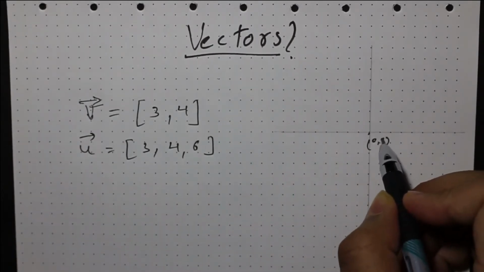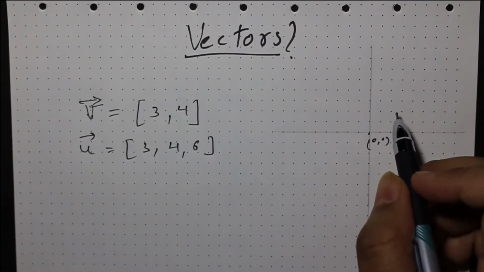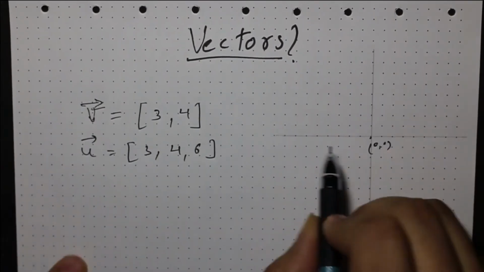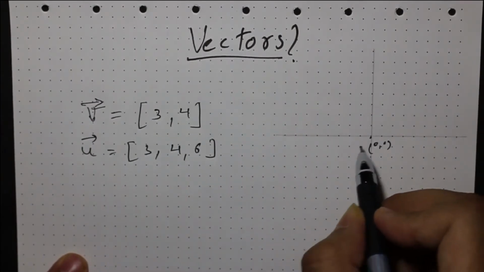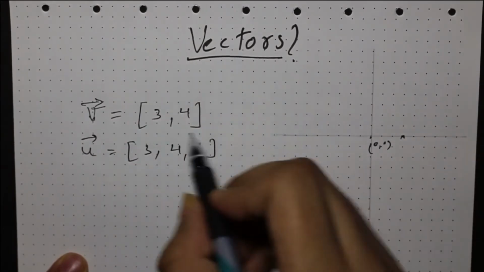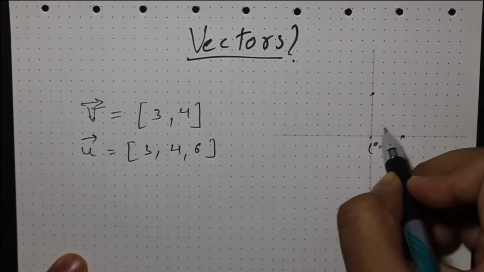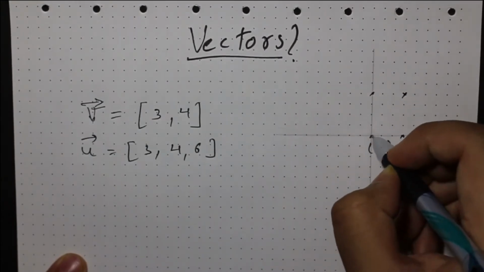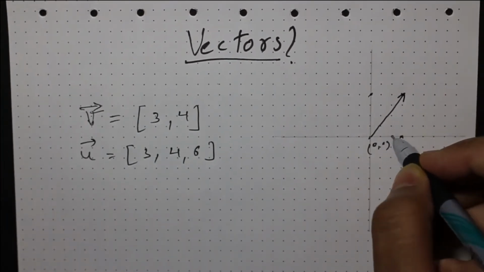Now in this scenario, we will plot the vector on a Cartesian plane. Our vector v has two dimensions, and it tells us that we need to travel 3 units in one direction. So we'll travel 3 units in one direction and we have to travel 4 units in another direction. So we get to a point. So this is our vector. Similarly, we can plot this in the three-dimensional coordinate plane.